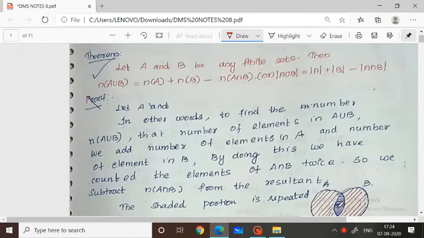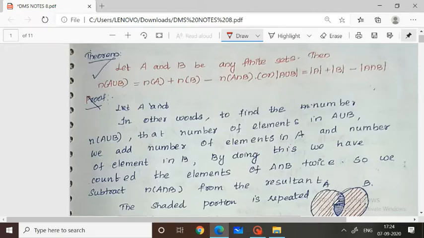So the inclusion exclusion principle, or principle of inclusion exclusion. First of all you have to learn the theorem, and based on that we are going to do two problems. This topic is also based on the K2 syllabus, 2019 scheme also.